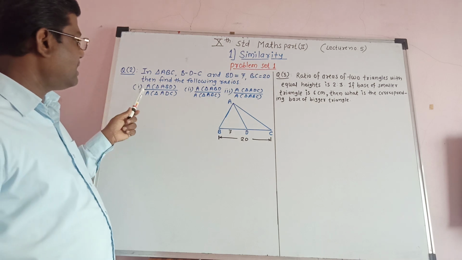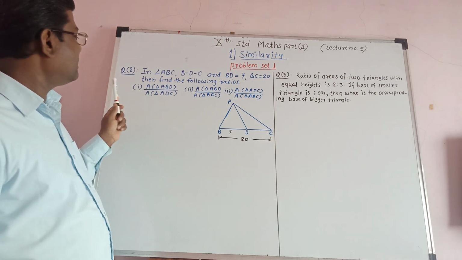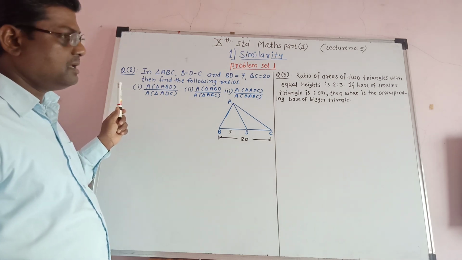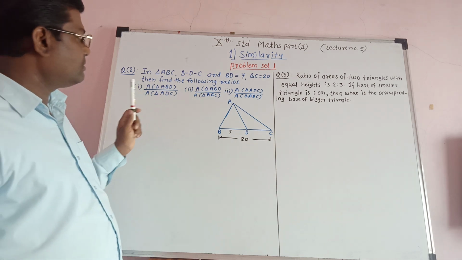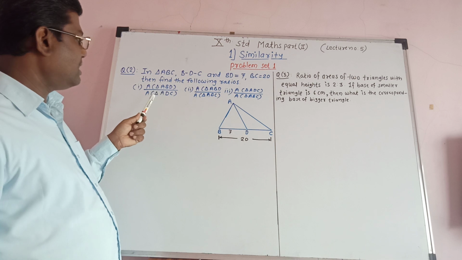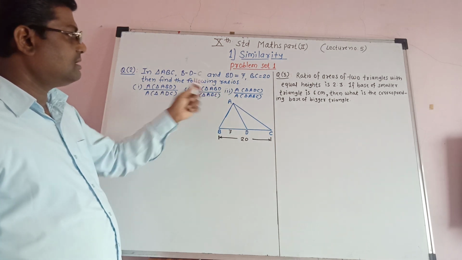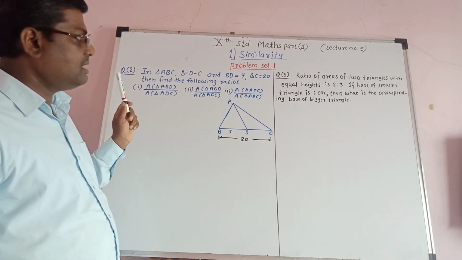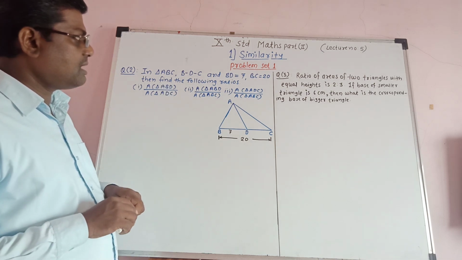Number 1, area of triangle ABD upon area of triangle ADC. Number 2, area of triangle ABD upon area of triangle ABC. Number 3, area of triangle ADC upon area of triangle ABC.